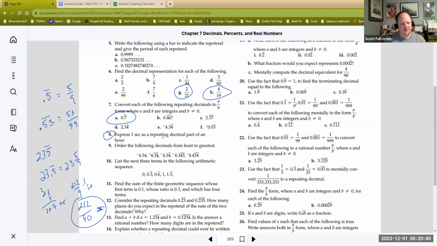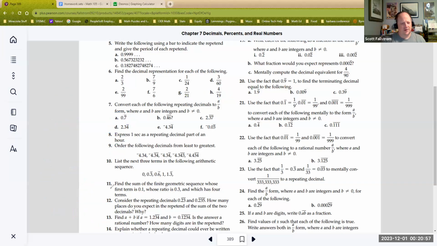Express this as a repeating part of an hour. So yeah, you do need to find the relationship between hours and seconds. Ordering things, if you need to, go back to what you did at the top, write out a few more decimal places as you go. It doesn't have to be that you're trying to do it all in your head. List the next 3 terms in the following arithmetic sequence. This one might be challenging for you. If you do find that this is a struggle, maybe take a moment and turn it back into fractions, because then maybe you can see what kind of pattern we have.